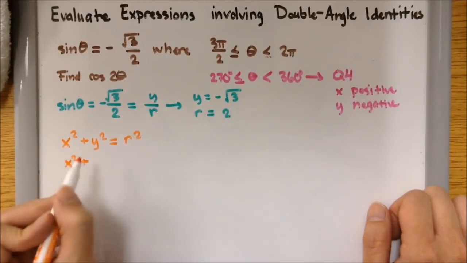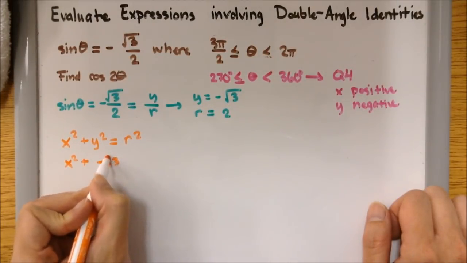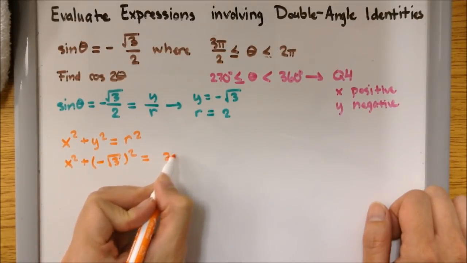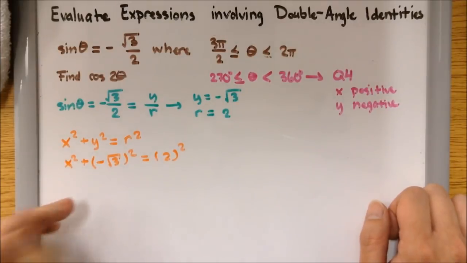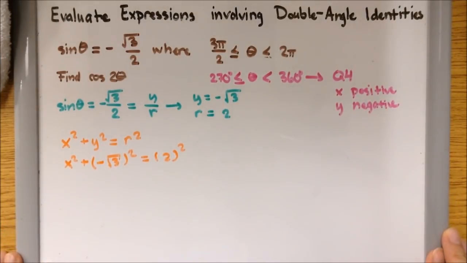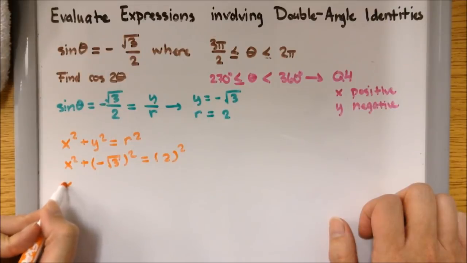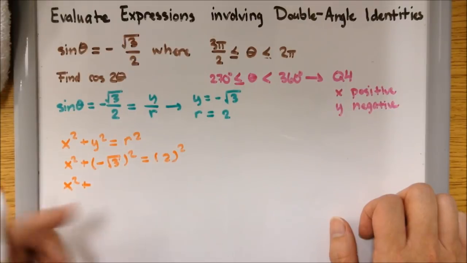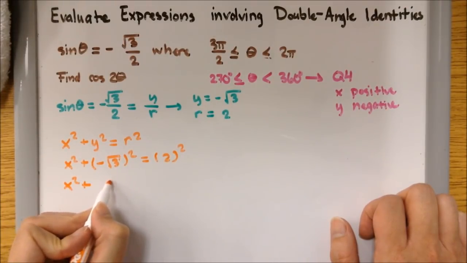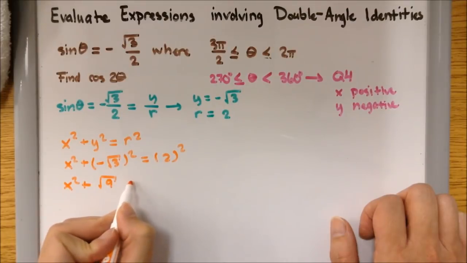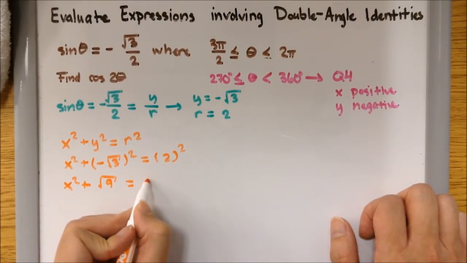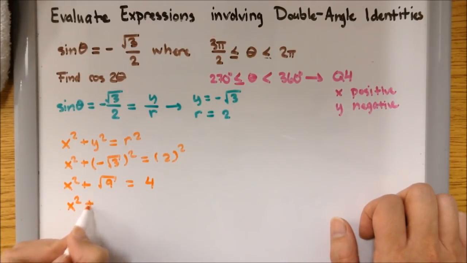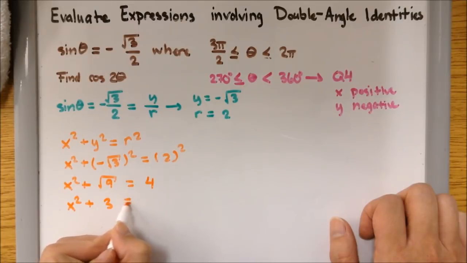My y is negative square root of 3, so negative square root of 3, include the parentheses, equal to 2 squared. Alright, so when I'm working this out, x squared stays the same. Negative square root of 3 squared will be a positive square root of 9, equal to 2 squared, which will be 4. And then rewrite it, simplify the square root of 9, which will be 3, equal to 4.